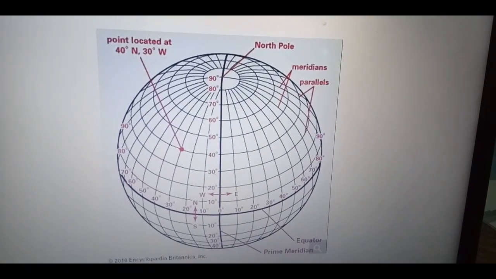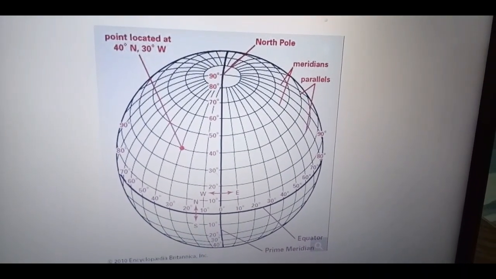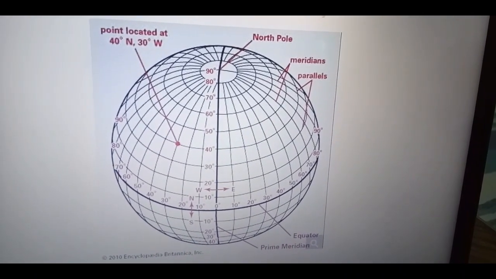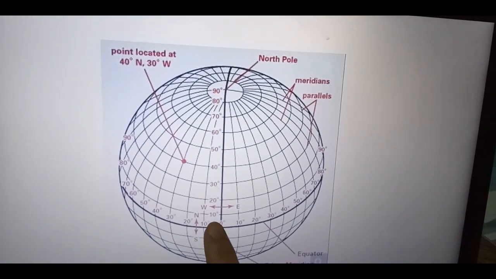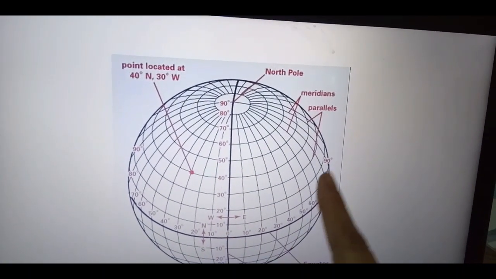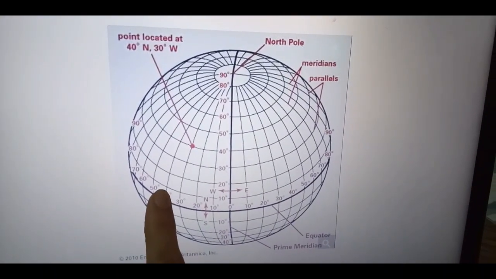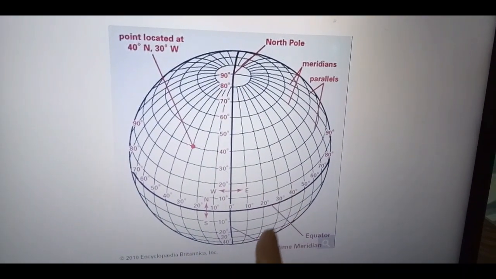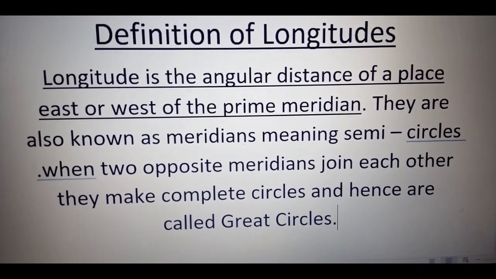This is, you can say, the longitudes and latitudes made on a flat sheet of paper, trying to explain how they are divided. This part is the equator, and the center part is the prime meridian, and all the others are the lines of longitudes running east and west of the earth, and as you see they are all semicircles. Now we start with the definition of longitudes.